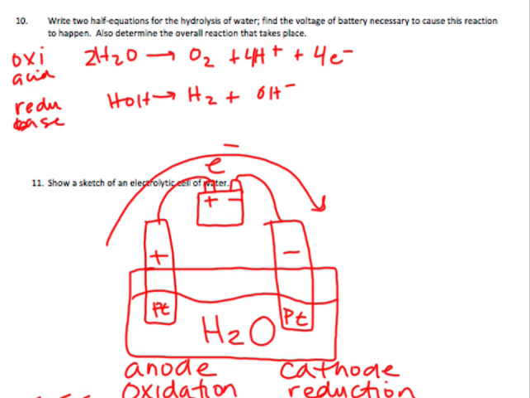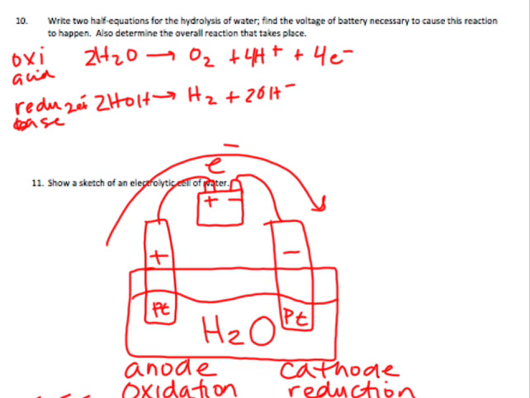So I balance this. I have 2 H's and 1 H here, so I'm going to put a 2 there. That gives me 2 OH's, so I need 2 OH's. Do you see what I'm doing? And then, where do I put my 2 electrons? On the left. 2 electrons.